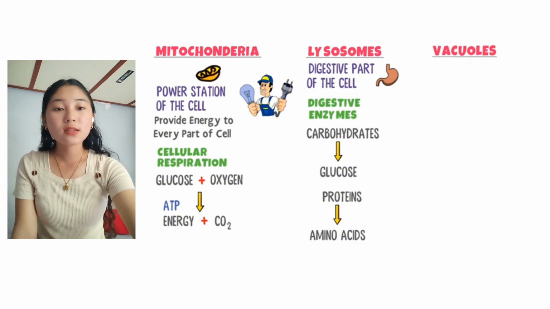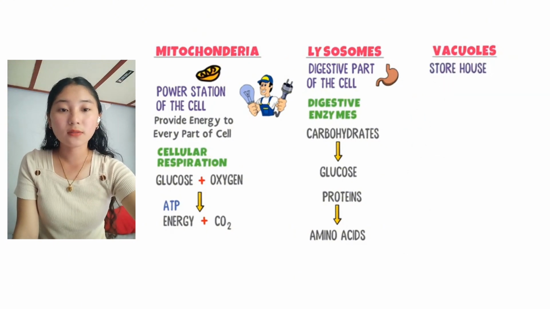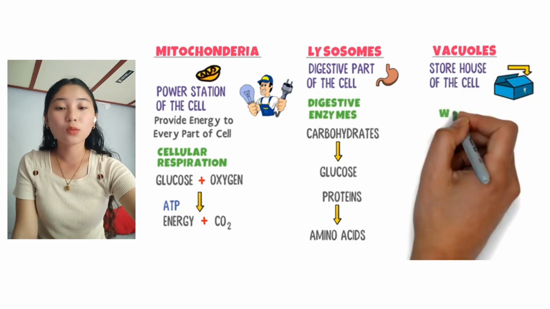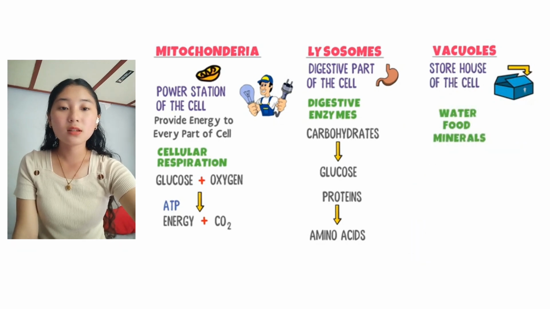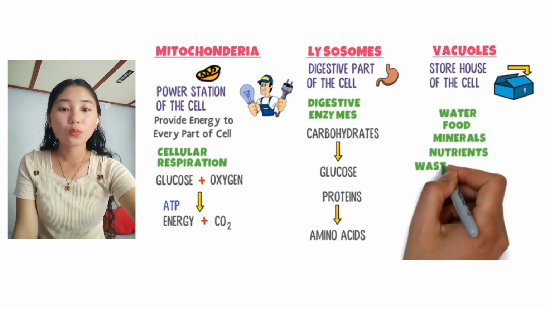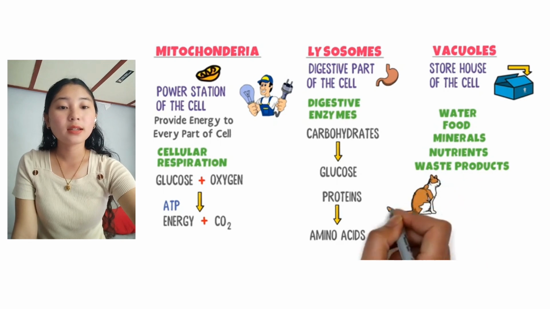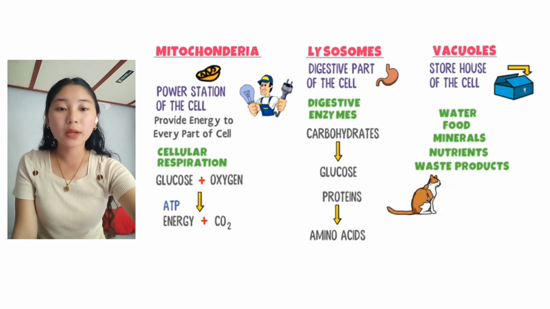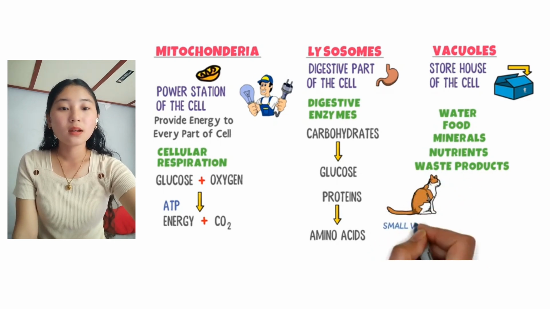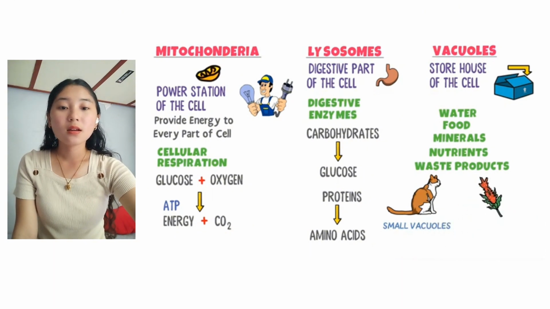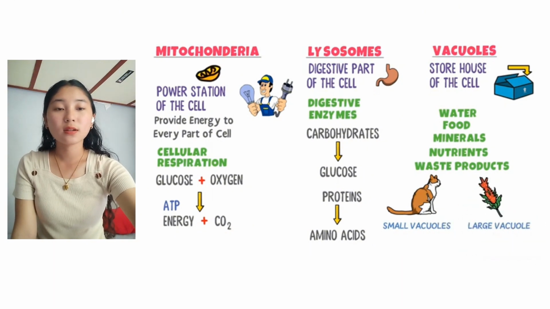Finally, what is vacuoles? Well, vacuoles are called the storehouse of the cell, as vacuoles store water, food, mineral salts, nutrients, waste products, etc. The size of vacuoles may vary in different organisms. For example, in animal cell, there are many smaller vacuoles, while in plant cell, there is only one large vacuole.